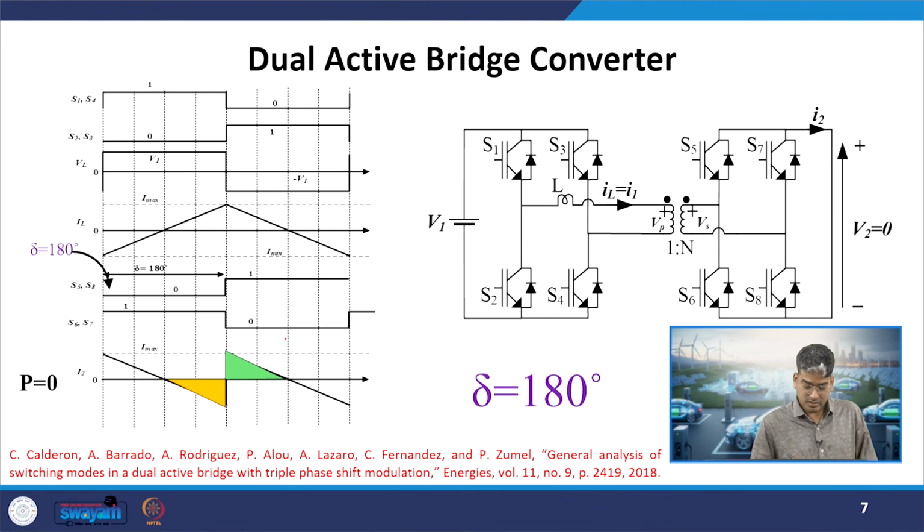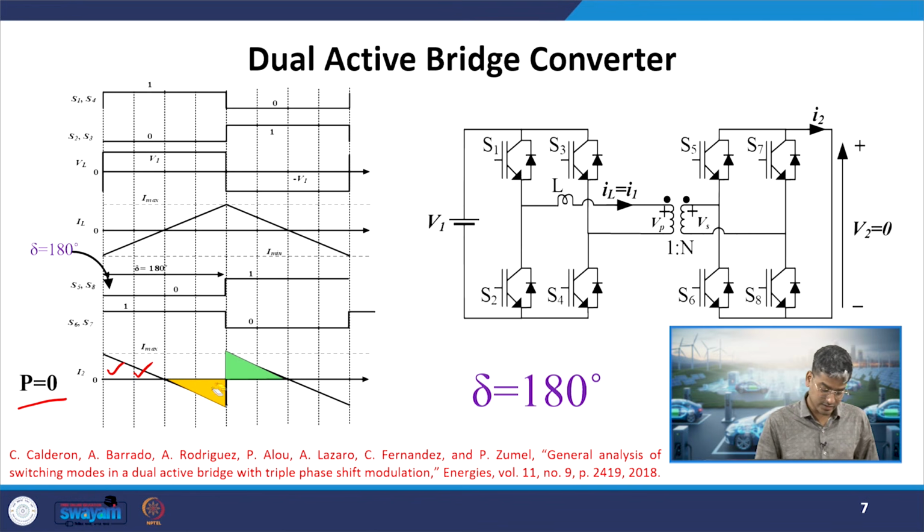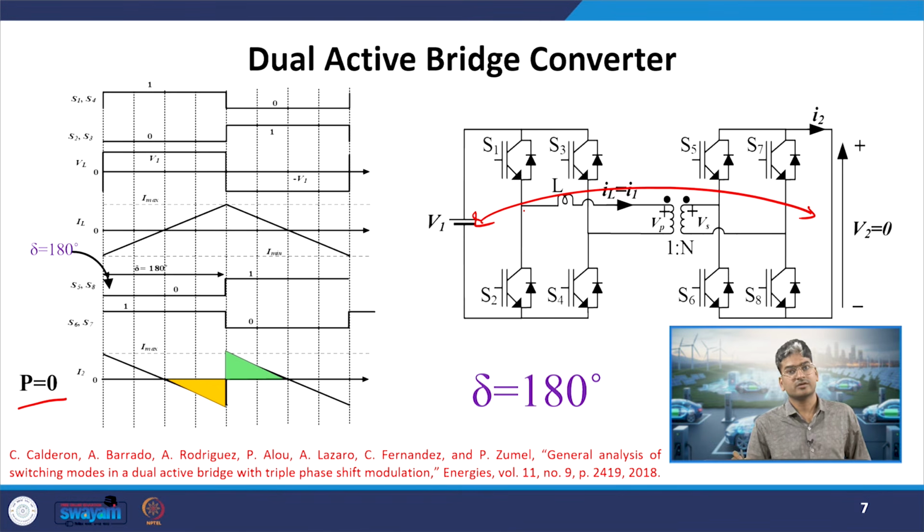Now, let us come back to the power being transferred in this case. When delta equals 180, again we have gone back to case 0, where we had equal positive and negative areas. The area highlighted in yellow and the area highlighted in green are exactly equal and opposite. They will cancel out each other and there will be no power transfer between V1 and V2, even if we have some load or battery over here. So there will be no power transfer when delta is equal to 180.